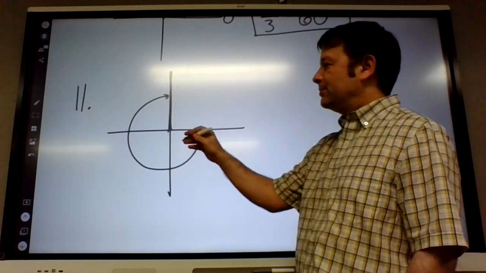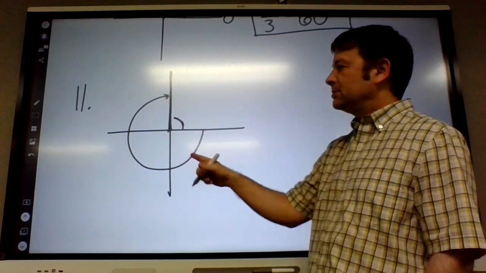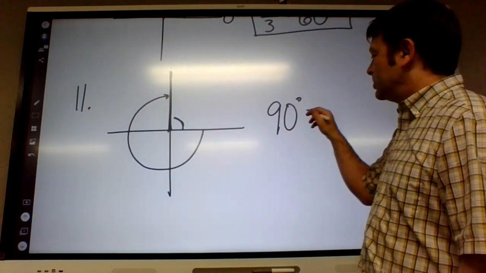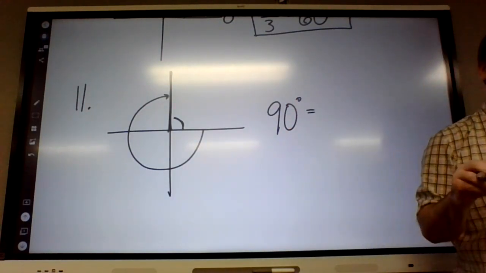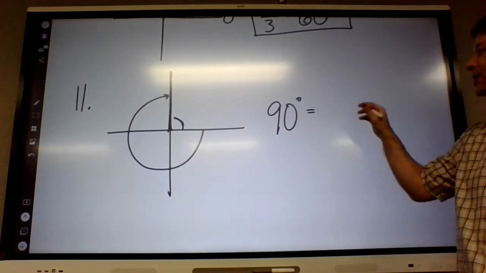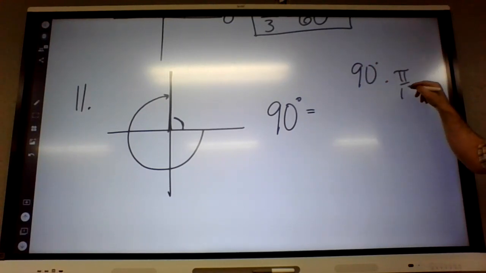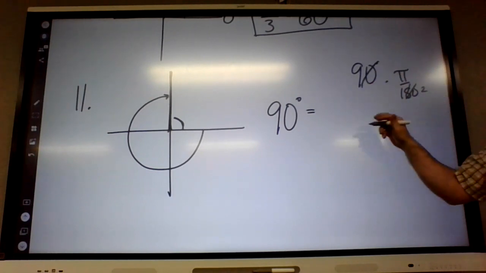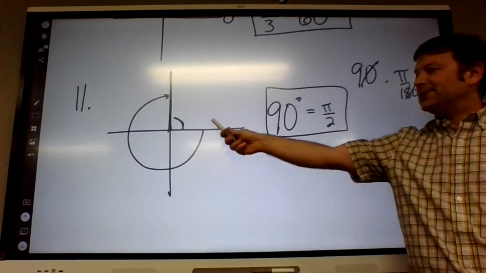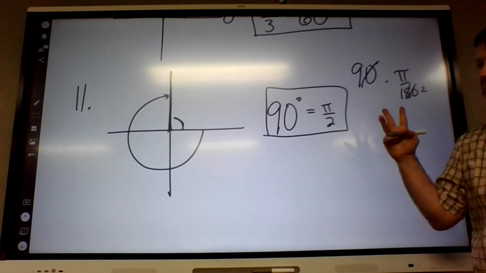What's the reference angle? How far is this from the x-axis right here? 90 degrees, but we also need, what is that in radians? Pi over 2. Probably got that from the picture. If you didn't know, you could use the converter we talked about from earlier, times pi over 180. But yeah, it's just pi over 2. Okay, you need both of those. So there's kind of three answers. There's the picture, and then there's degrees and radians for the reference angle. There's three answers.